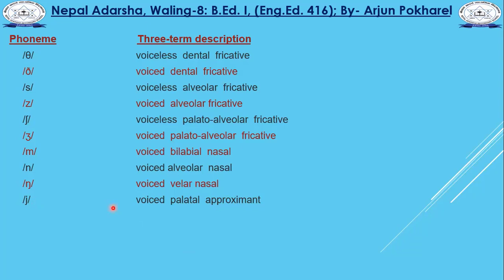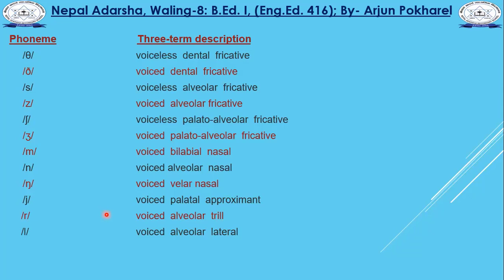Okay, now ya is what? Ya is voiced palatal approximant. Okay, in the same way, you can describe ra as what? Ra is voiced alveolar trill. Okay, ra is the trill sound. The only trill sound in English is ra, which is voiced. Okay, voiced. The next sound is la.